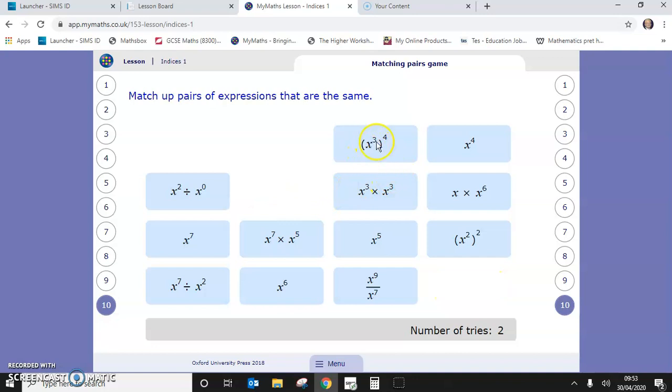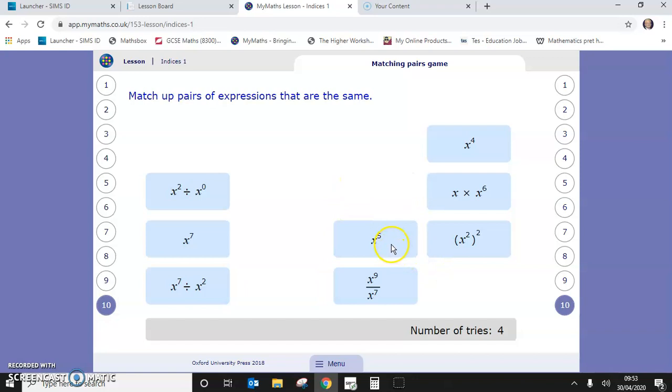X cubed to the power of 4. Remember, this one we're going to times. So 3 times 4 is going to be 12. So I need something that equals x to the power of 12. And that's x to the power of 7 times x to the power of 5. That equals 12. X to the power of 3 times x to the power of 3 gives me x to the power of 6.